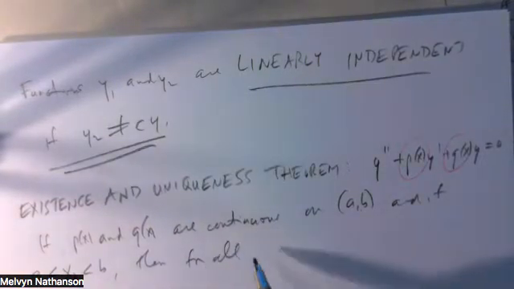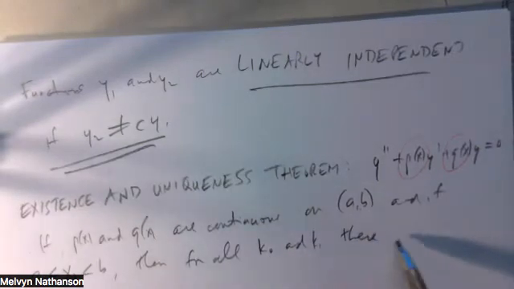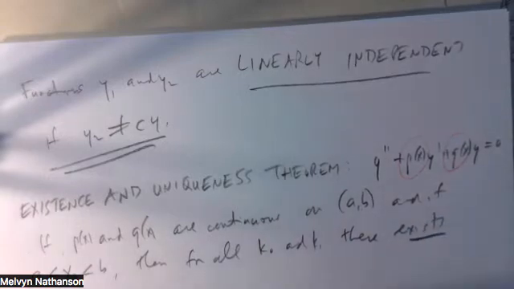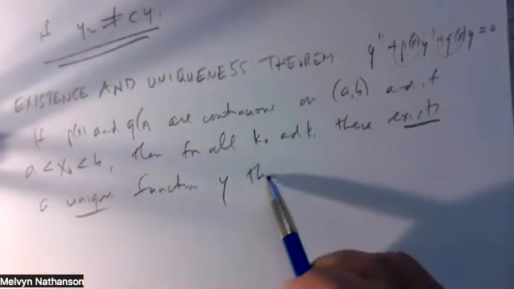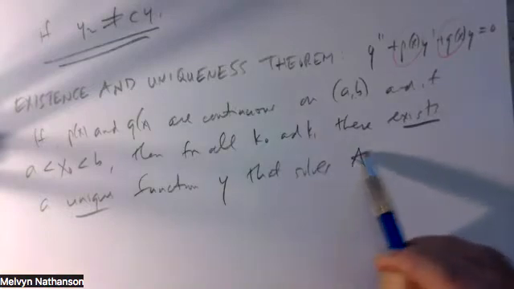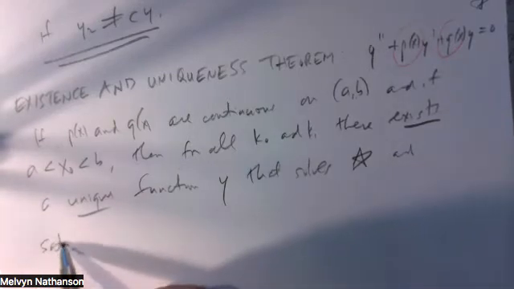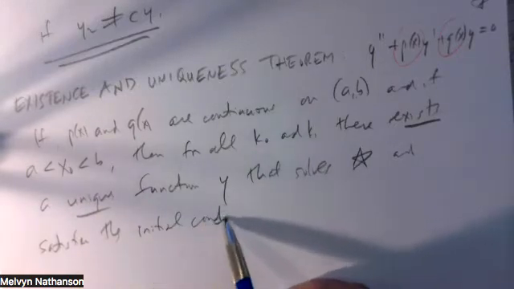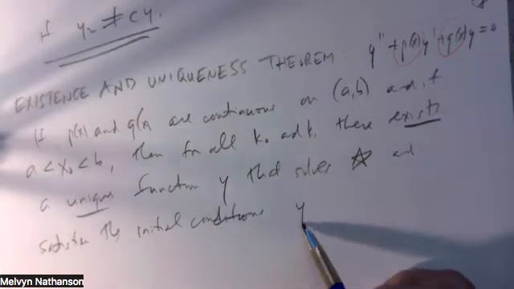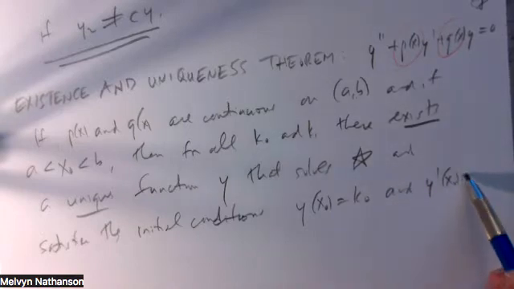then for all scalars, numbers k0 and k1, there exists a unique function y that solves my differential equation, and that's always my differential equation, and satisfies the initial conditions that y evaluated at x0 is k0, and the derivative of y at x0 is k1.